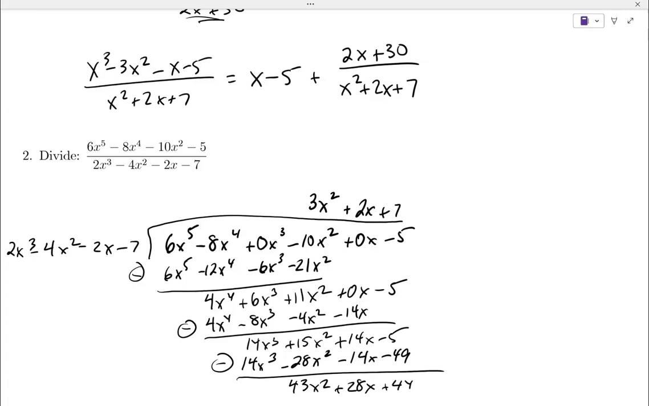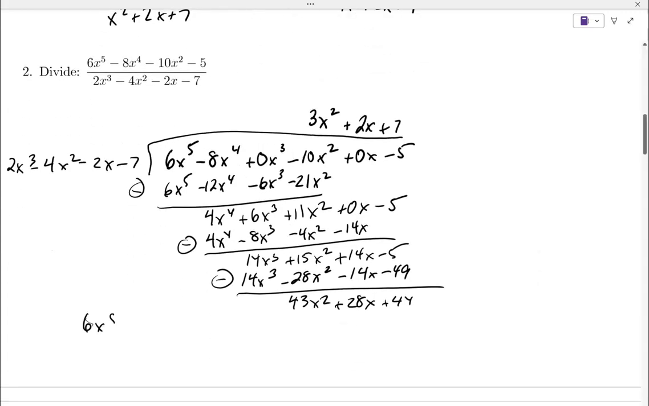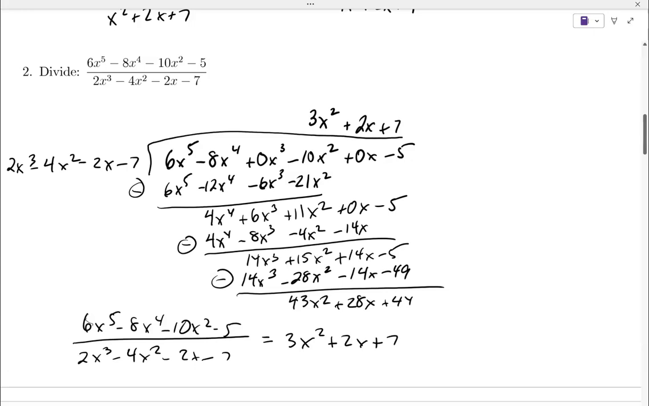So we're done. Doing this just like we did last time, if I have my 6x to the fifth minus 8x to the fourth minus 10x squared minus 5 over 2x cubed minus 4x squared minus 2x minus 7, what do we write first? Write the quotient first, the 3x squared plus 2x plus 7, and then plus, what's next?